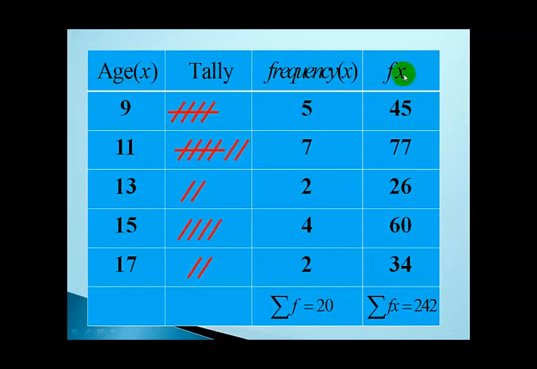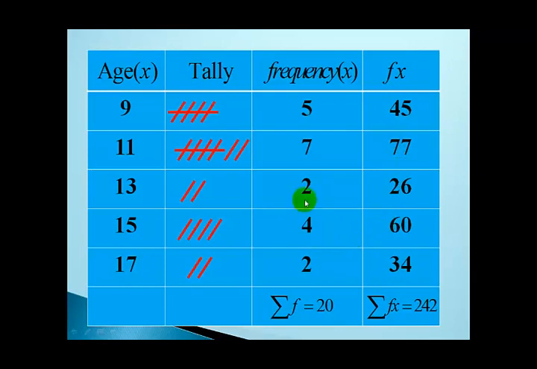How do we find fx? We multiply the frequency f by x. So 9 times 5 is equal to 45. 11 times 7 is equal to 77. 13 times 2 is equal to 26. 15 times 4 is equal to 60. 17 times 2 is equal to 34. So that is how we find fx. We multiply the frequency by the x.